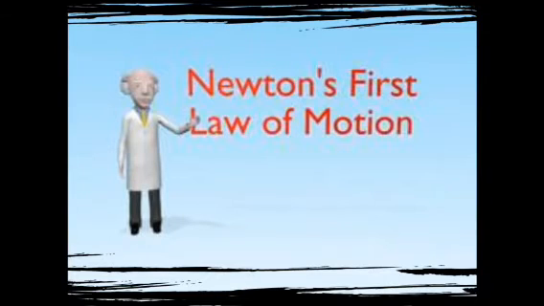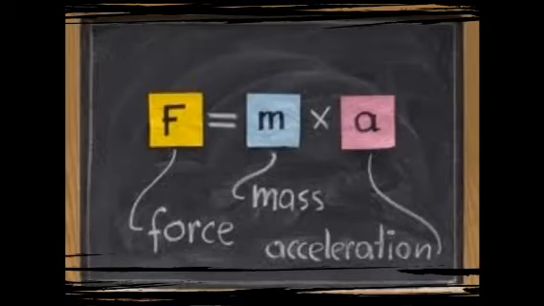This is an example of Newton's first law. Newton's first law states that an object in motion will stay in motion and an object at rest will stay at rest. This is an example of Newton's second law. This proves Newton's second law because the ball had more mass and fell before the pen, which had less mass.